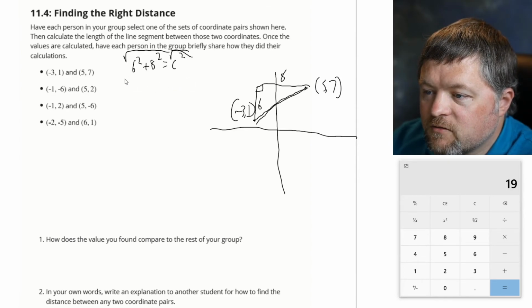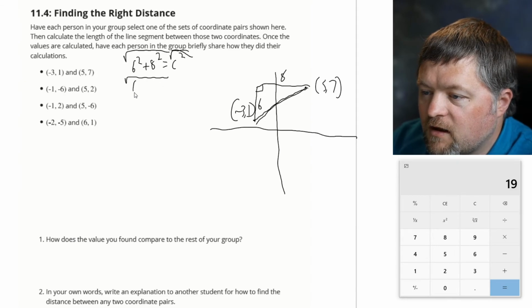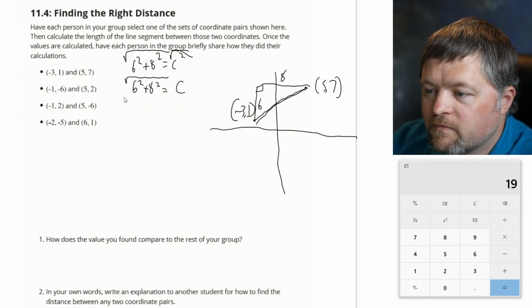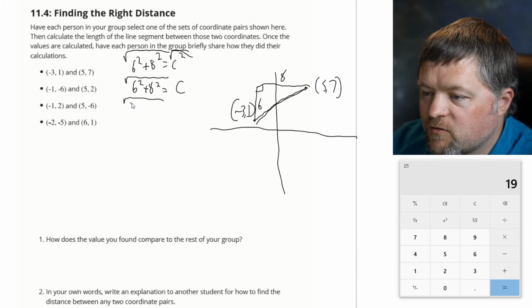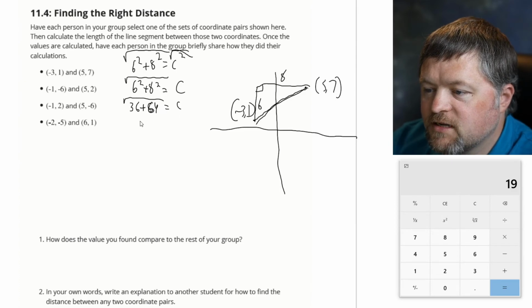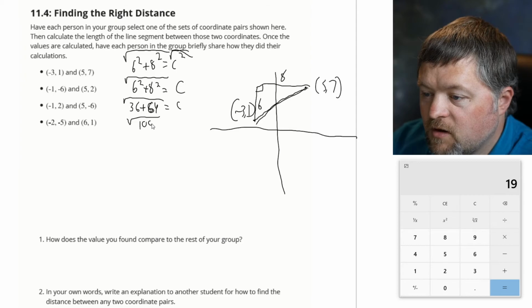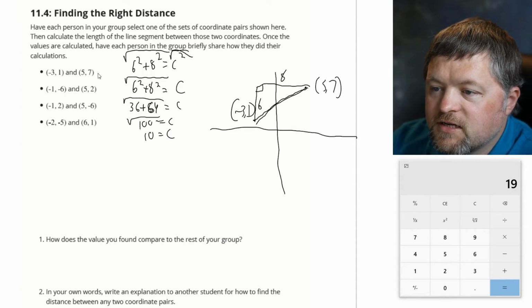So we know that the square root of 6 squared plus 8 squared is going to equal c. So the square root of 36 plus 64 is going to equal c. Square root of 100 is going to equal c. Square root of 100 is 10. So the distance between those 2 points is 10.